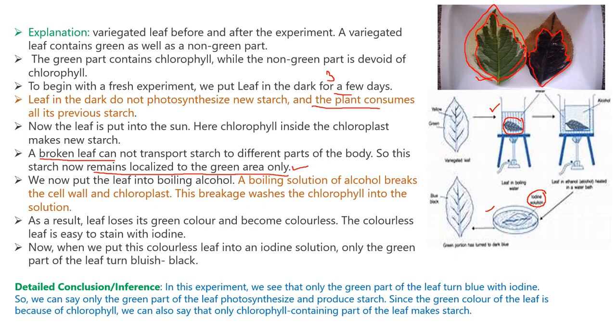The color has become bluish black, and the rest of the part of the leaf where there was no chlorophyll present, it is still having the same color. So this bluish black color is a test for the starch. It means that the green pigment chlorophyll has synthesized starch in the process of photosynthesis.